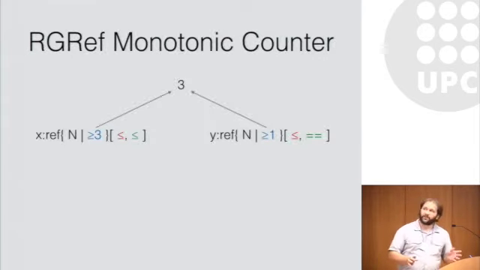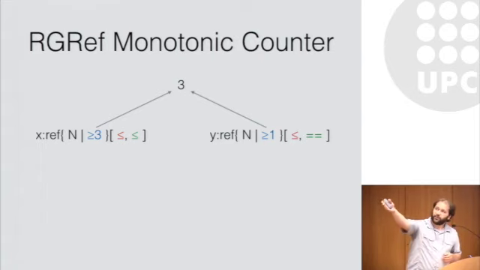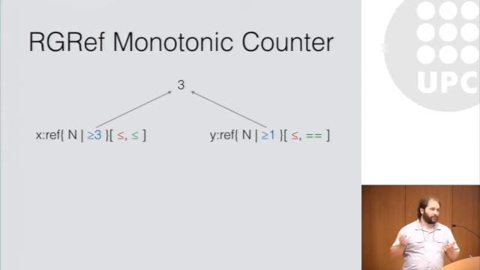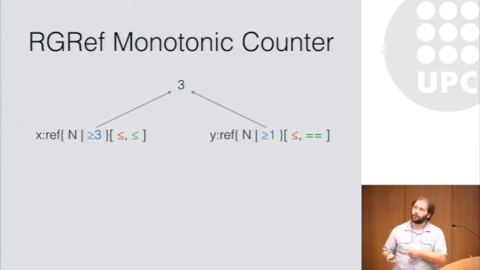So for a concrete example, let's look at a monotonically increasing counter. So we'll start with two references, x and y, that point to the same shared counter. X, in this case, knows the lower bound on the value is 3. And its rely and guarantee in this case are the same. They both say the value will only go up. So when the counter changes, the old value will be less than or equal to the new value.